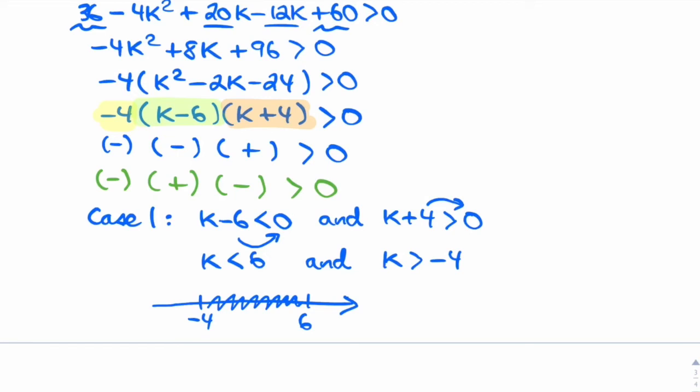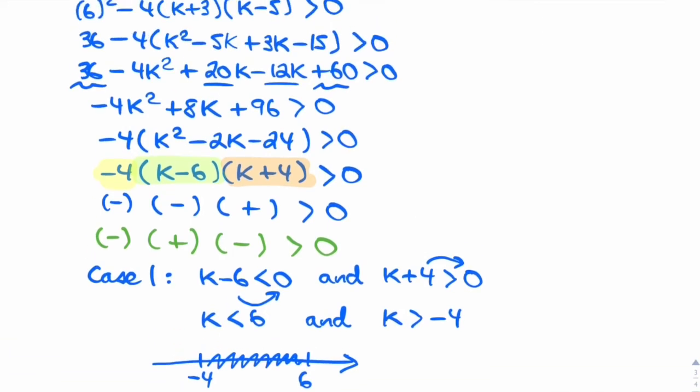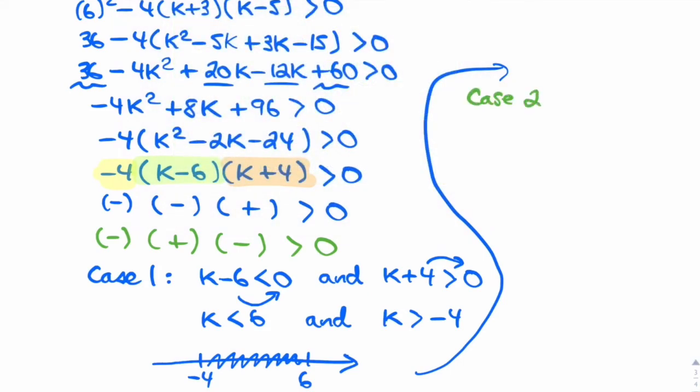That's case number 1. We now have to consider case number 2. So I'll do that up here somewhere. Let's see. Let's do case number 2. So here, we said that k minus 6 had to be positive, and k plus 4 has to be negative.